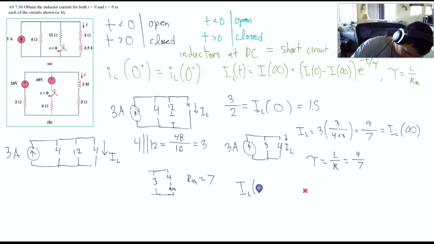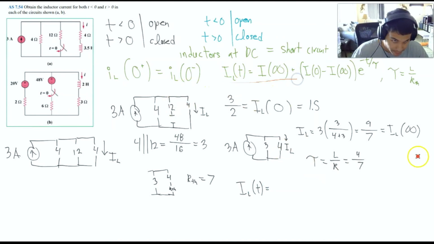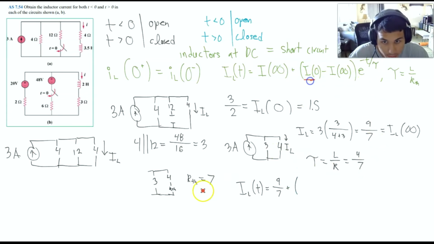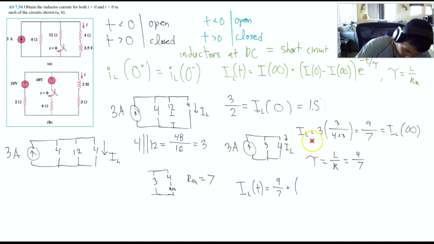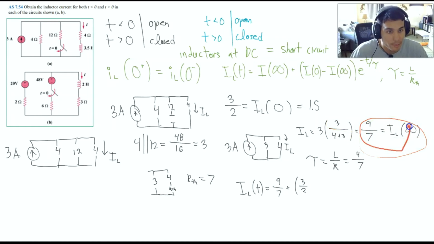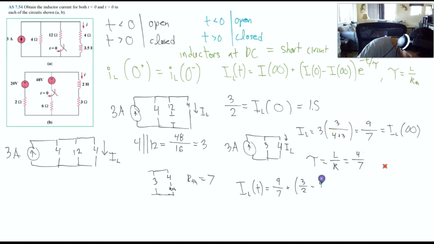And all of that means that IL of t is equal to what? So we're going to use this formula. Infinity, it's 9 over 7, so it goes 9 over 7 plus, I have 0. What did we say that was? It was 3 halves. I'll write it like 3 halves instead of 1.5. Minus this, right? Minus 9 over 7. And then this becomes e to the negative t divided by 4 divided by 7.